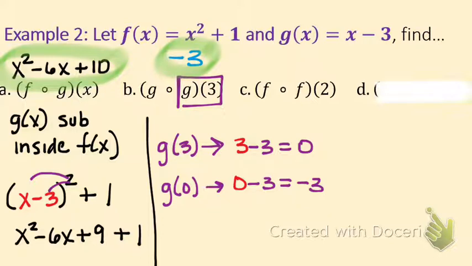Anybody have an answer for C? What'd you get, Devin? 26. That's what I got too. Anybody else get 26? All right, good. Thank you for being brave. All right, let's look at C together.